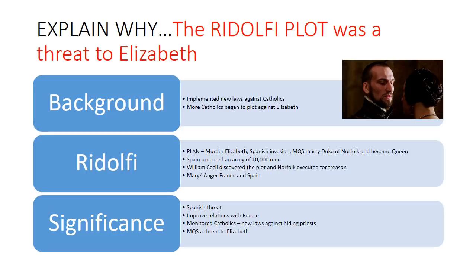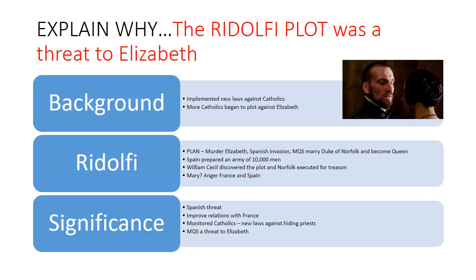Because if you treat people harshly, if you treat students harshly in the class, generally, students don't really respond well to that and will probably behave even worse. So more and more Catholics began to plot against Elizabeth. So the plan was, usual story, murder Elizabeth, the Spanish would invade, Mary Queen of Scots would marry the Duke of Norfolk and become queen.